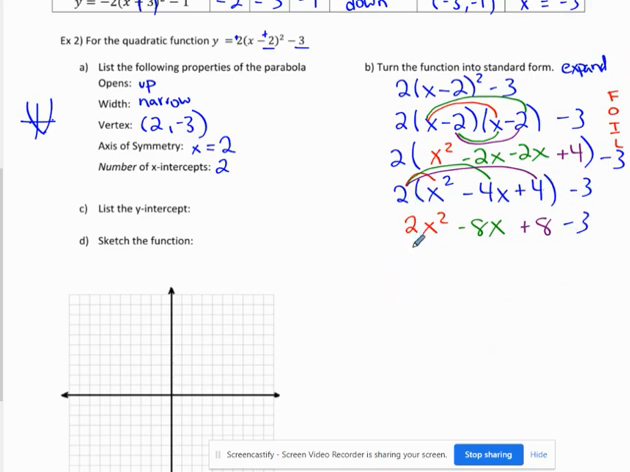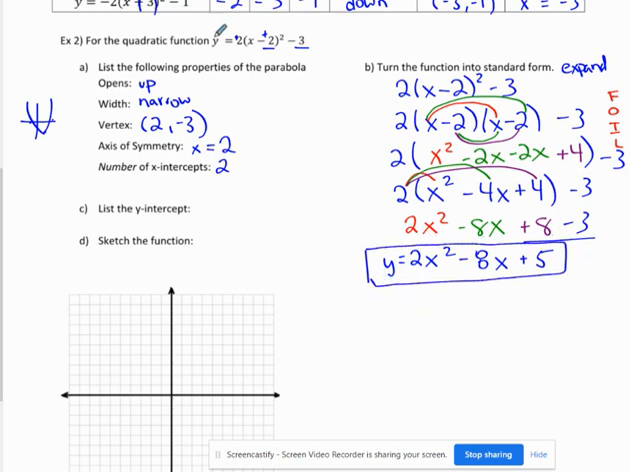Okay, so now we have 2x squared minus 8x plus 8 minus 3. So positive 8 minus 3, we have like terms here. So 8 minus 3 is a positive 5. So we get y equals 2x squared minus 8x plus 5 as this equation in standard form. If I wanted to check, I could go into my graphing calculator, put this one in along with my original one and see if I get the same parabola.